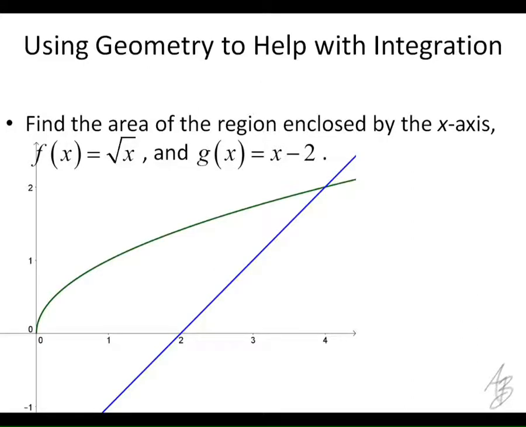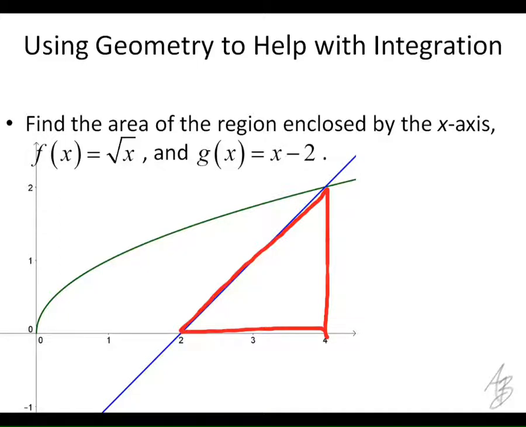To use geometry to help, there's a part of this picture, and actually it's not even part of the region, but it's outside of the region, that I can use a geometric formula to find the area of. What part would that be? If we look at the x minus 2 part from 2 to 4, we can find this area using a geometric formula. That's just a what?